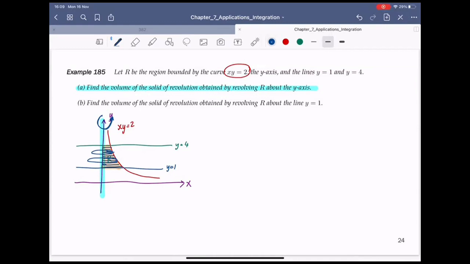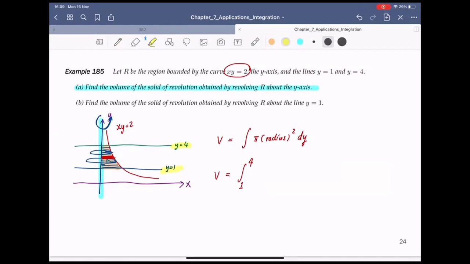All right, so I'm going to show you the solution here. We're going to have V equal to the integral of pi times radius squared. We're going to pick dy, right? Because we drew the horizontal line here. So y is going to be from 1 to 4, because this is 4 here, this is 1 here. And I need to figure out the radius. So what is going to be my radius here?